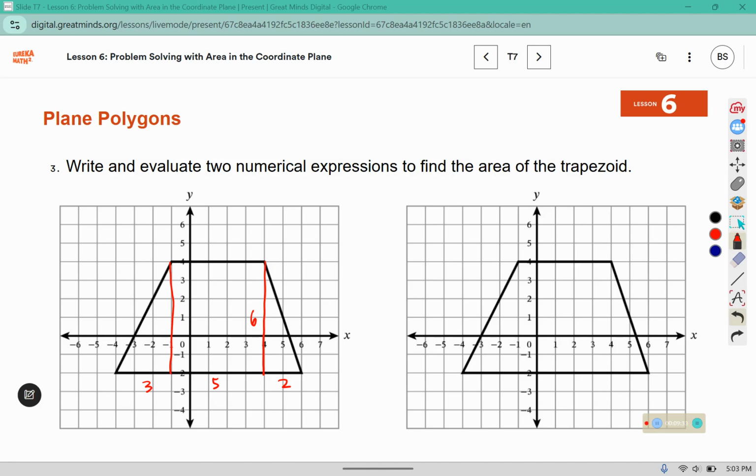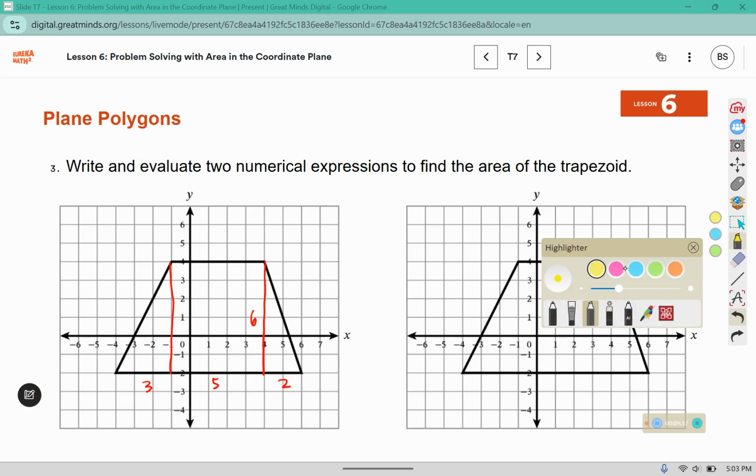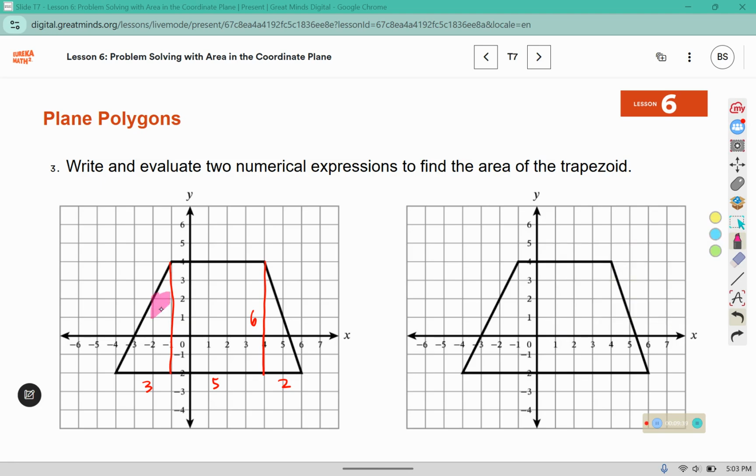In this problem, we're going to combine the areas. So I'll start over here with this pink triangle. To find the area of that, I have 3 times 6 divided by 2.